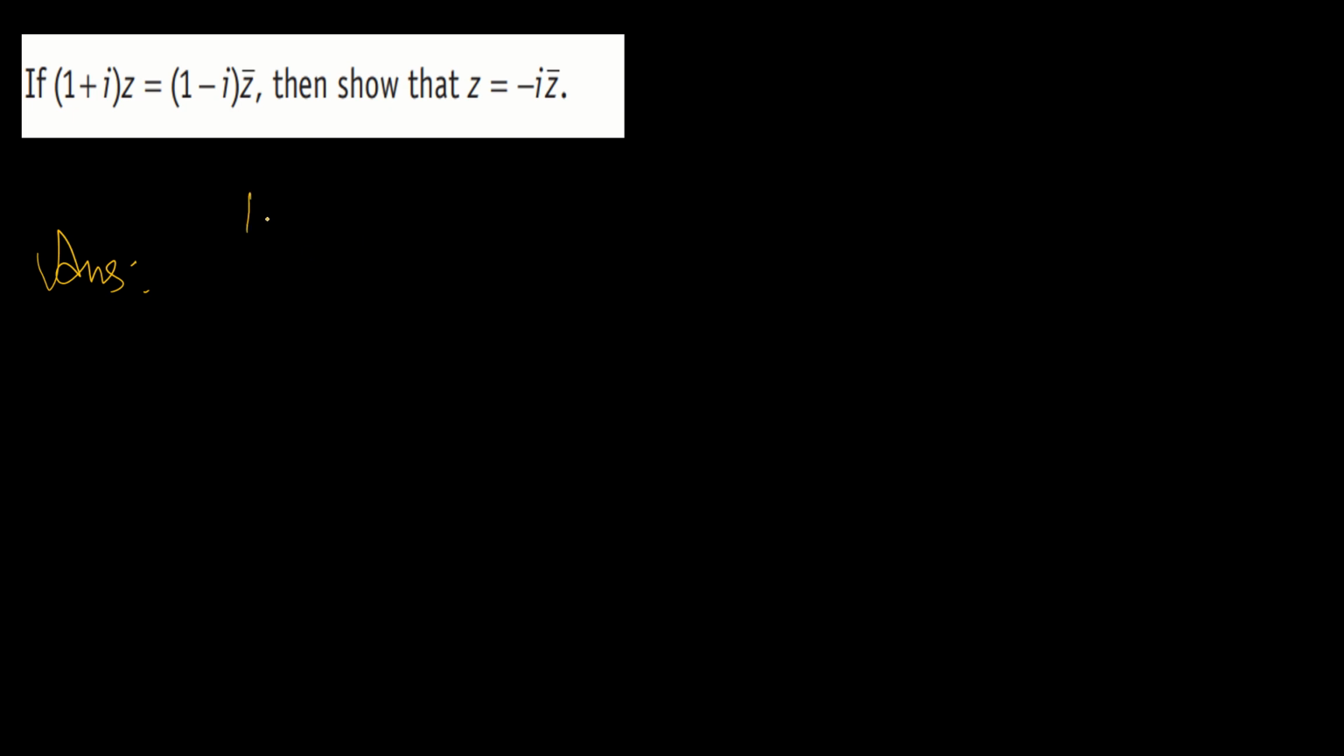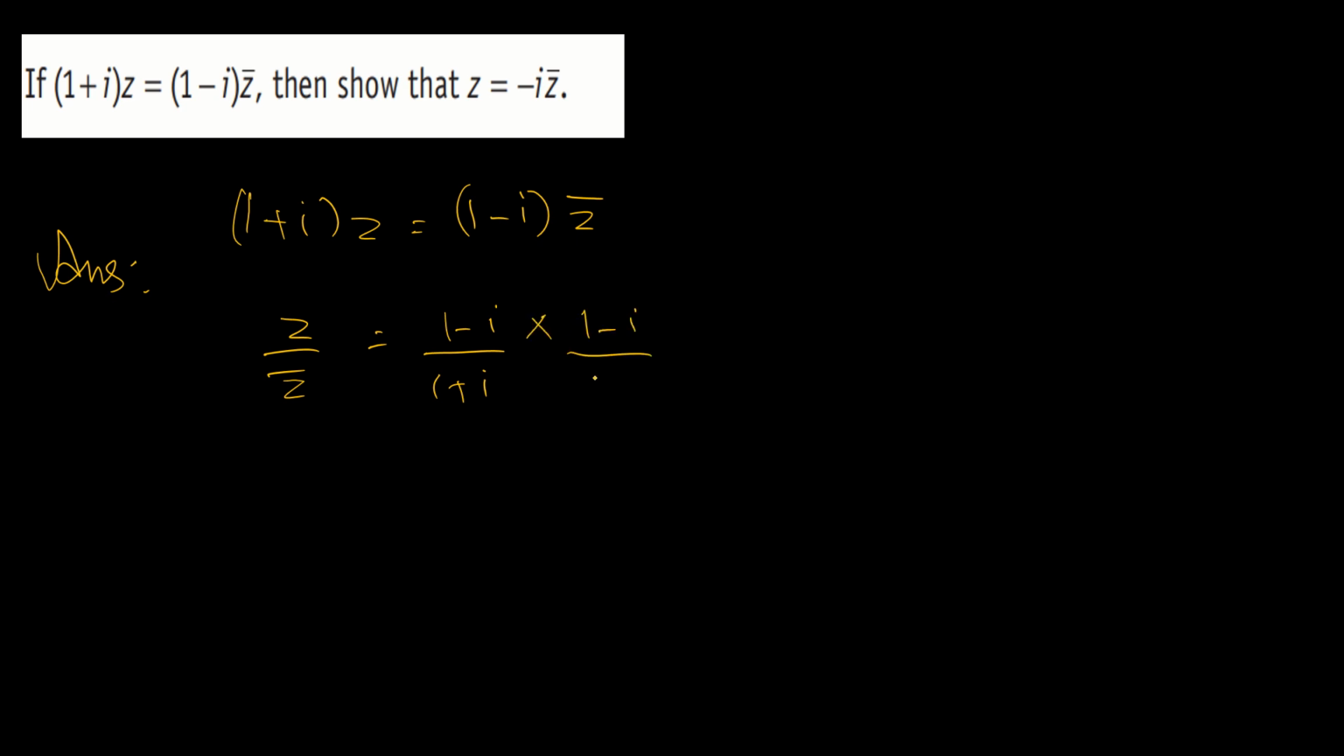We have what? Let us write down the given data. (1 plus i) z is equal to (1 minus i) z bar. Okay, what is z by z bar? z by z bar is equal to (1 minus i) by (1 plus i). Whenever we get like this, what we do, we take the conjugate and multiply numerator and denominator, right? So do like this, 1 minus i divided by 1 minus i is equal to (1 minus i) the whole square divided by 1 plus i square, which is 1 plus 1.